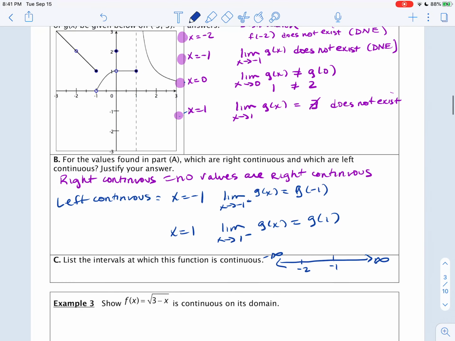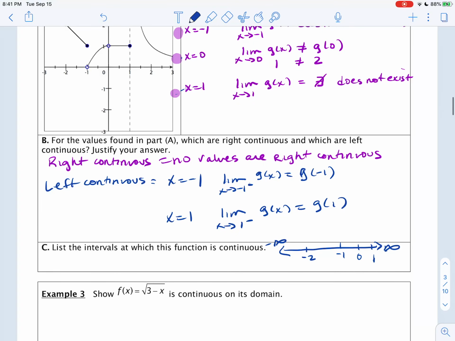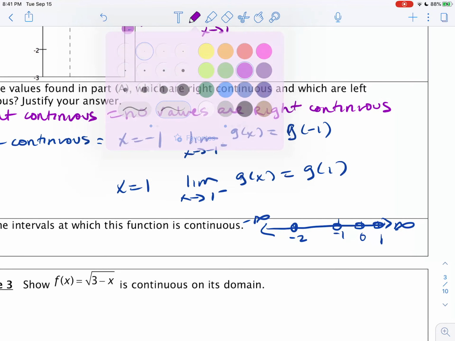I'm going to get rid of -1. I'm going to get rid of 0. And I'm going to get rid of 1 because those are our points of discontinuity, right? And we did that from part A. And so I want to put open circles there. Good, because that's another criteria. And then I just want to calculate their intervals.